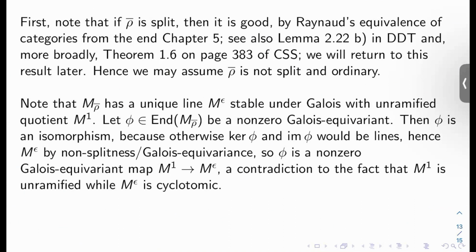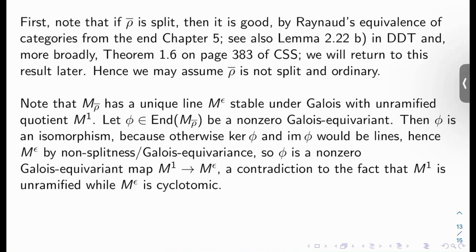Well, first, let's note that if rho bar is split, then it must be good by Raynaud's equivalence of categories from the end of chapter 5. If you want to see that a little more concretized to this specific setup, you can see lemma 2.22b in the Diamond-Darmon-Taylor notes, or even more broadly, theorem 1.6 on page 383 of Cornell, Silverman, Stevens. We'll actually return to this result later. Okay, but we're assuming we're in the not good but ordinary case. So this tells us we can assume rho bar is not split, so it's not a direct sum of representations, and we can assume it's ordinary because that's what we're doing.